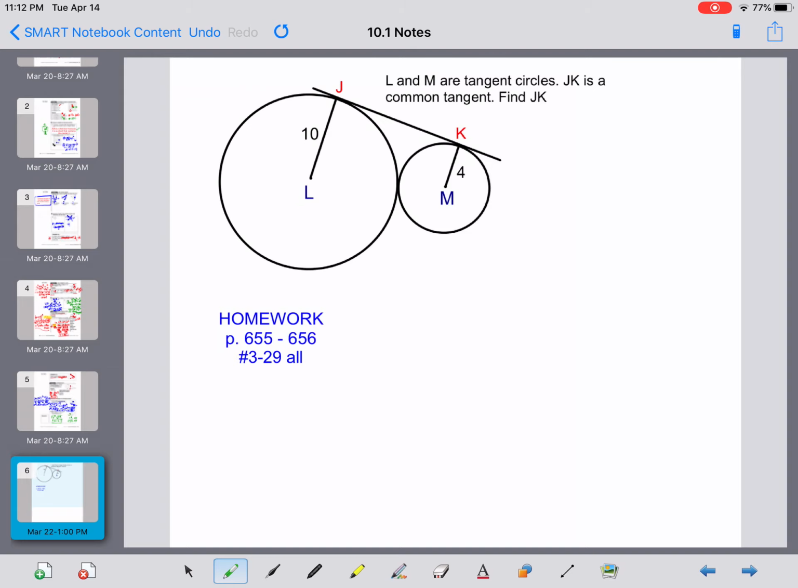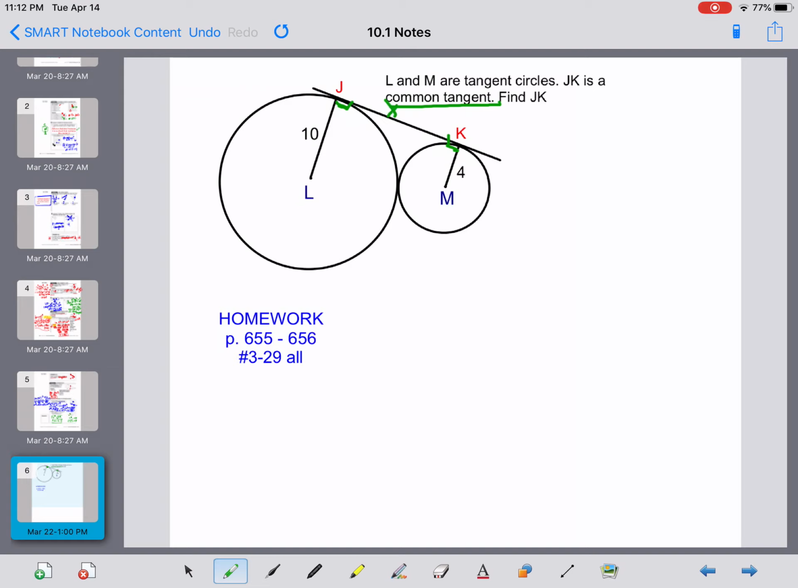Because it's a common tangent line, I'm going to go ahead right away and throw those right angles on both of those, because we know that when the radius hits the tangent line, we make it perpendicular. Our job today is to find the length of JK. So from J to K, what is that length?